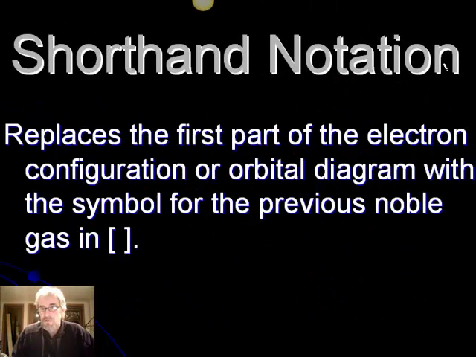So just to review, in shorthand notation, we replace the first part of the electron configuration or orbital diagram. You can do this with orbital diagrams too, with the symbol for the previous noble gas, the noble gas for the row that came just before it, and the noble gas goes in square brackets.